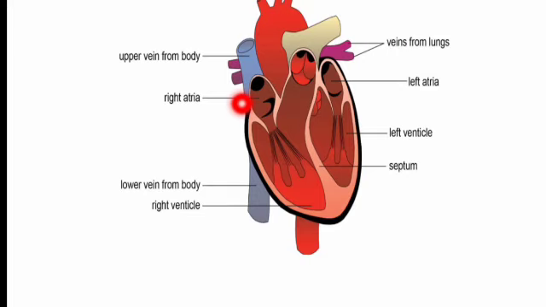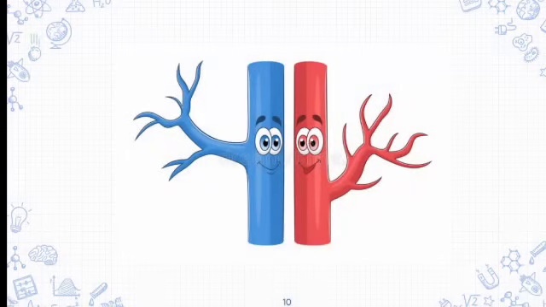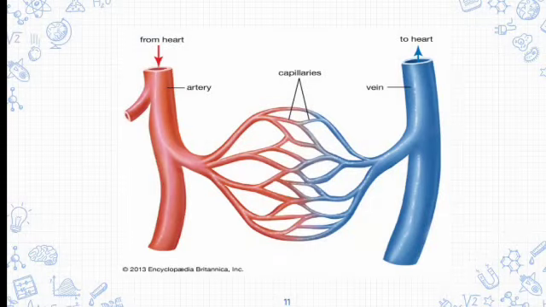There are two types of blood vessels, arteries and veins. Arteries carry pure blood, whilst veins carry impure blood. Pure blood is said to be oxygenated blood, and impure blood is said to be deoxygenated blood. These large vessels convert into capillaries to supply blood to each and every smallest tissue of our body. They supply pure blood and receive impure blood from the vessels.